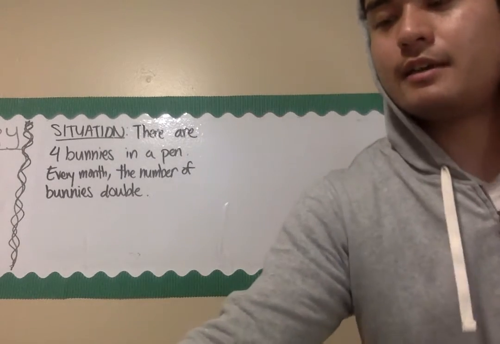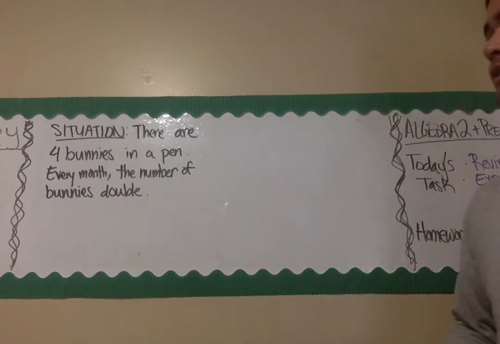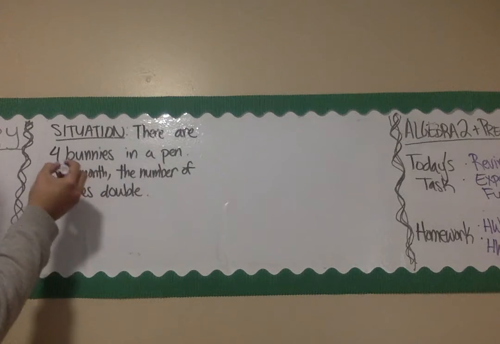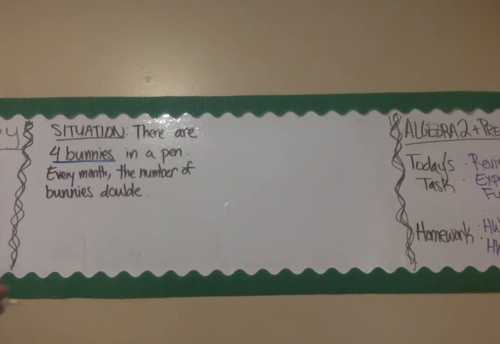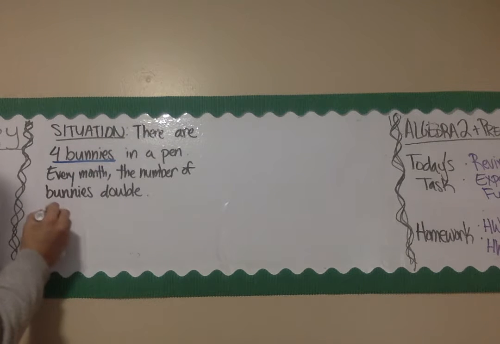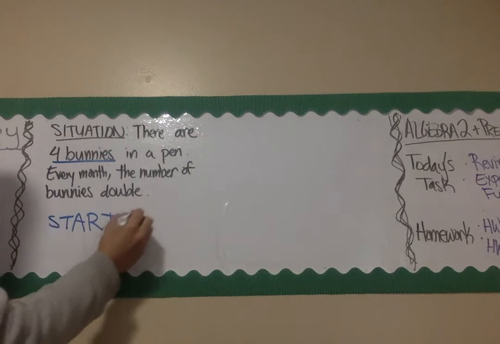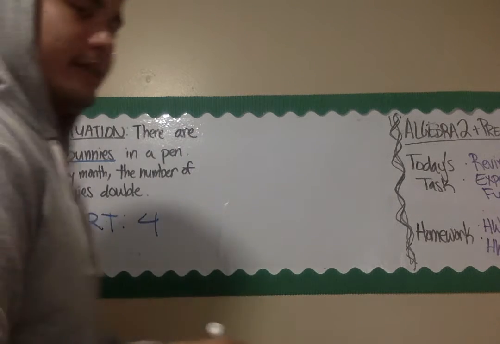So first, let's do the start. The start, how many bunnies are we starting with? Well, there are 4 bunnies in the pen. I'm going to underline that in blue. And we're starting with 4 bunnies. And I'm going to write down here, the start is 4 bunnies.